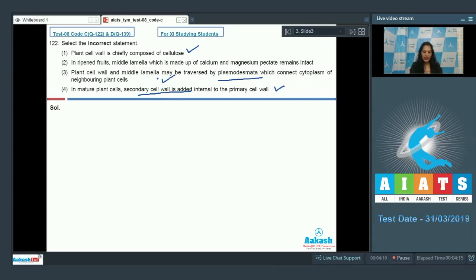It is also correct. See the second one, that in ripened fruits, middle lamella, which is called the cementing material, is made up of calcium and magnesium pectate. True, but it does not remain intact in the ripened fruits. It gets solubilized and makes the fruit soft. So this is the incorrect statement. So the correct option for the given question is option number 2. Let's move to the next question.